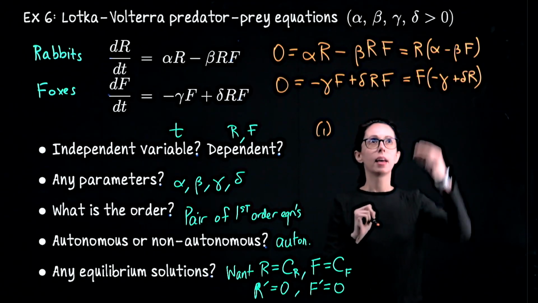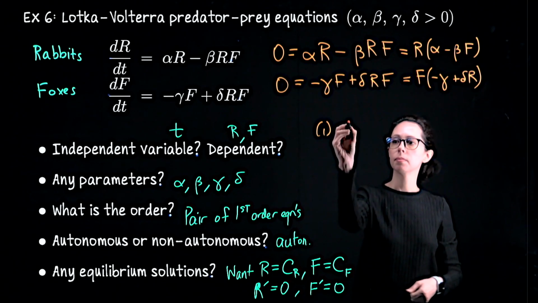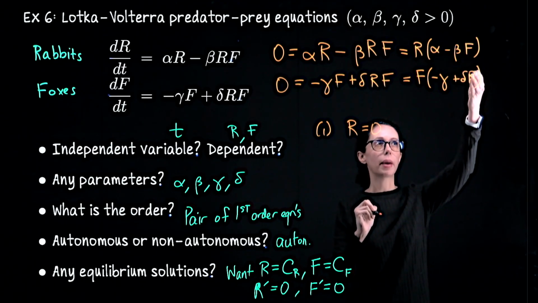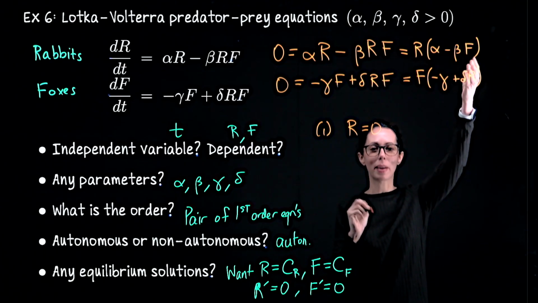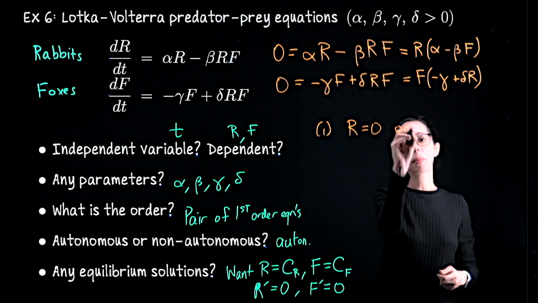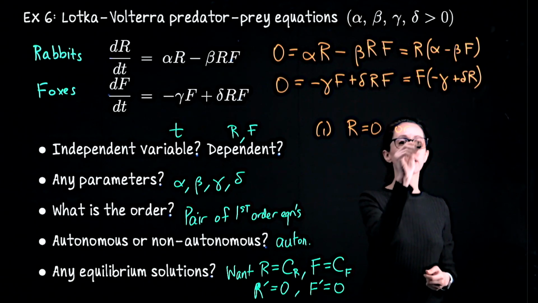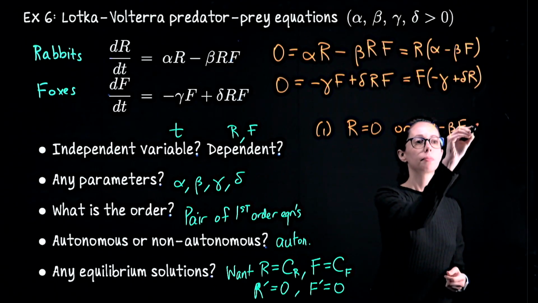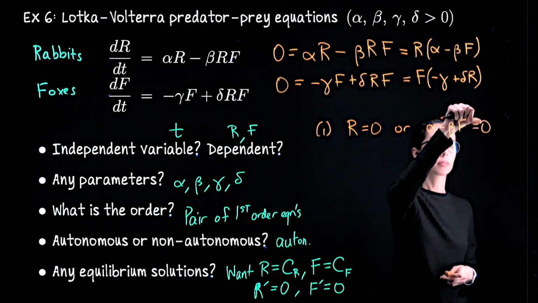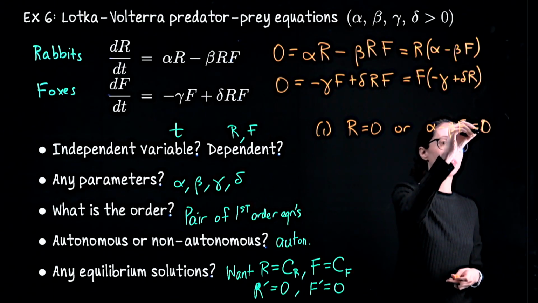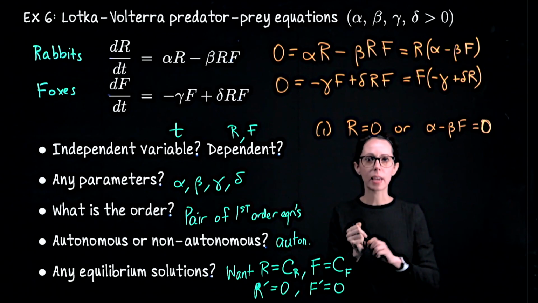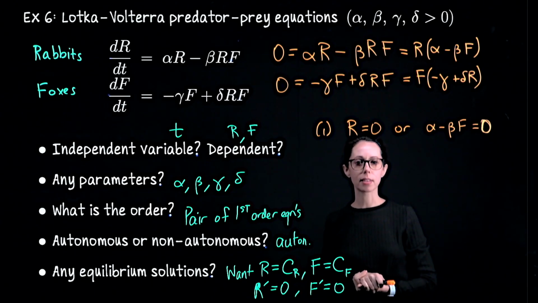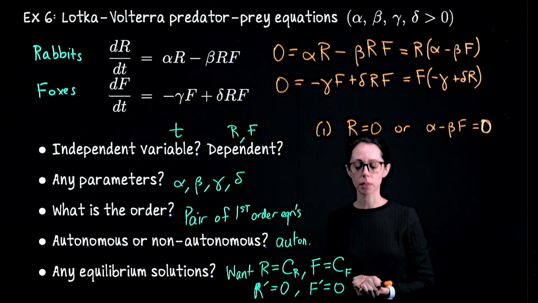So for the first line, either r is zero or alpha equals beta f, meaning alpha minus beta f equals zero, or both. Okay, so either r is zero or I'm going to write alpha minus beta f is zero. What I think we should do now is take one of these, put it in the second equation, and see what would have to be true in the second equation in order to reach an equilibrium solution.